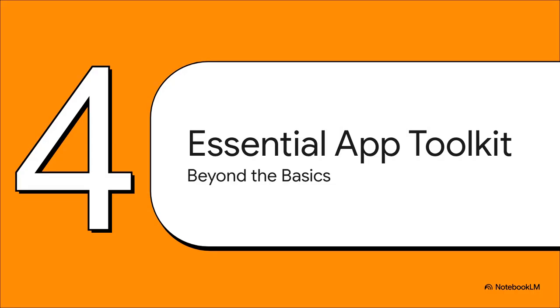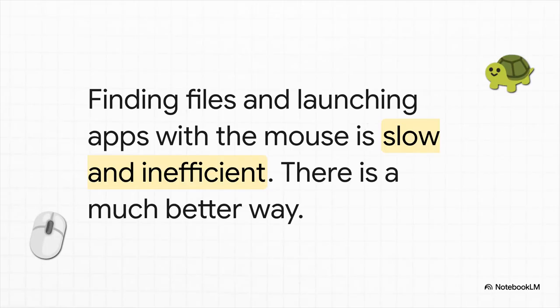Welcome to level 3. So we've mastered the built-in stuff, but now it's time to expand our toolkit. This level is all about a few key third-party apps that solve some really common frustrations and add powers you probably didn't even know you were missing. We've all been there. You need to open an app or find a specific document. So you start clicking through Finder or hunting for that tiny icon on your dock. It's slow, it's inefficient, and there is a much, much better way.